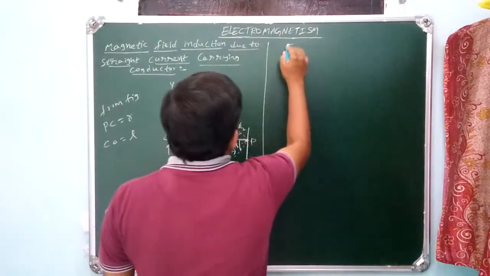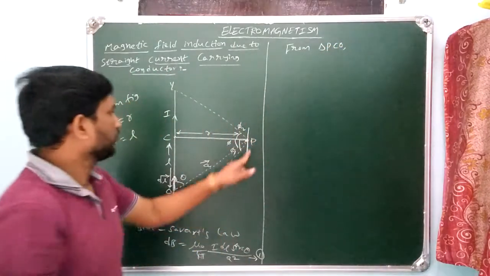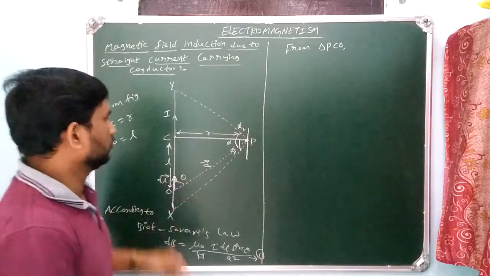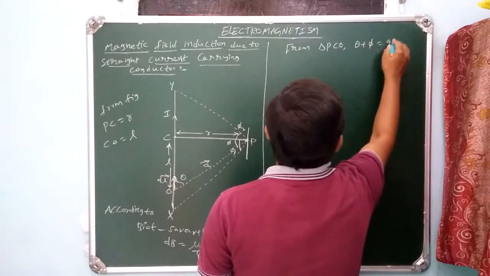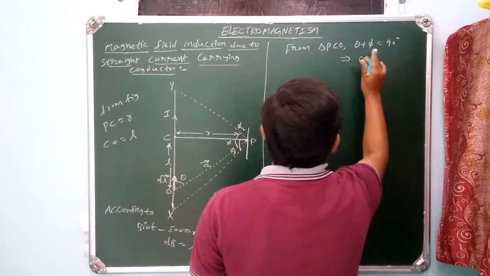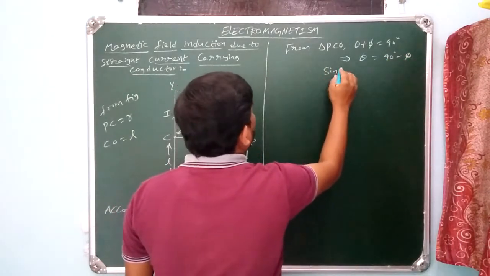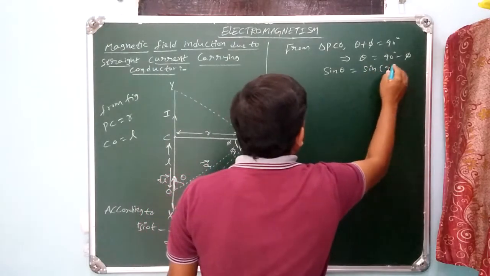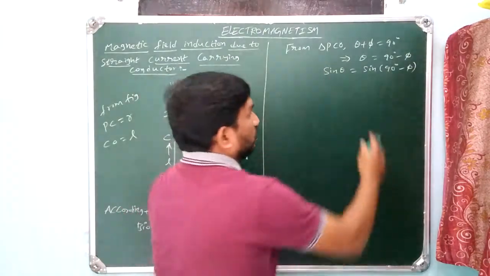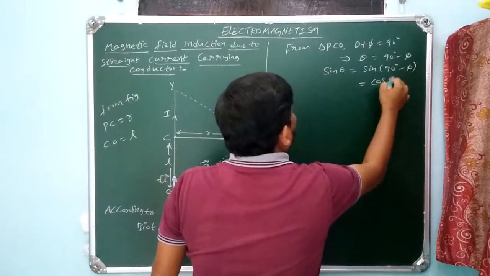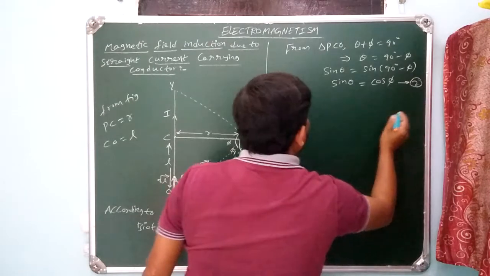Now from triangle PCO, theta plus phi is equal to 90 degrees. From that, theta is equal to 90 minus phi. Applying the sine function on both sides, sin theta is equal to sine of 90 minus phi. You know that sin of 90 minus theta is nothing but cos theta, so that is cos phi. Therefore sin theta is equal to cos phi. Let us consider this as the second equation.